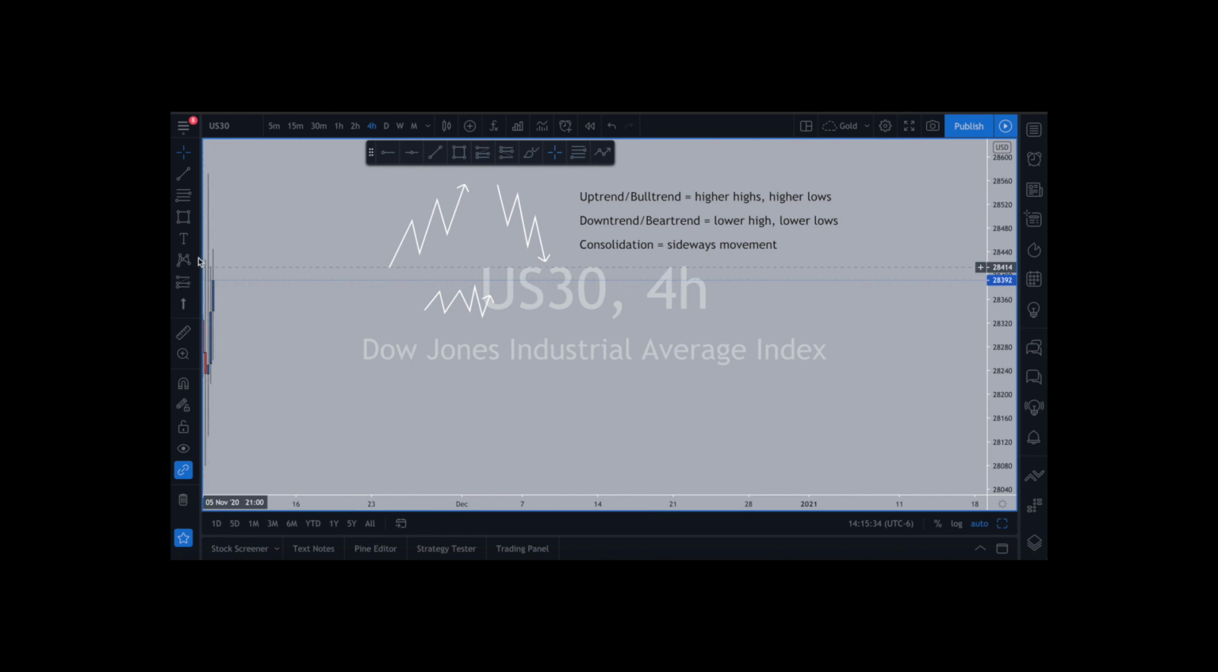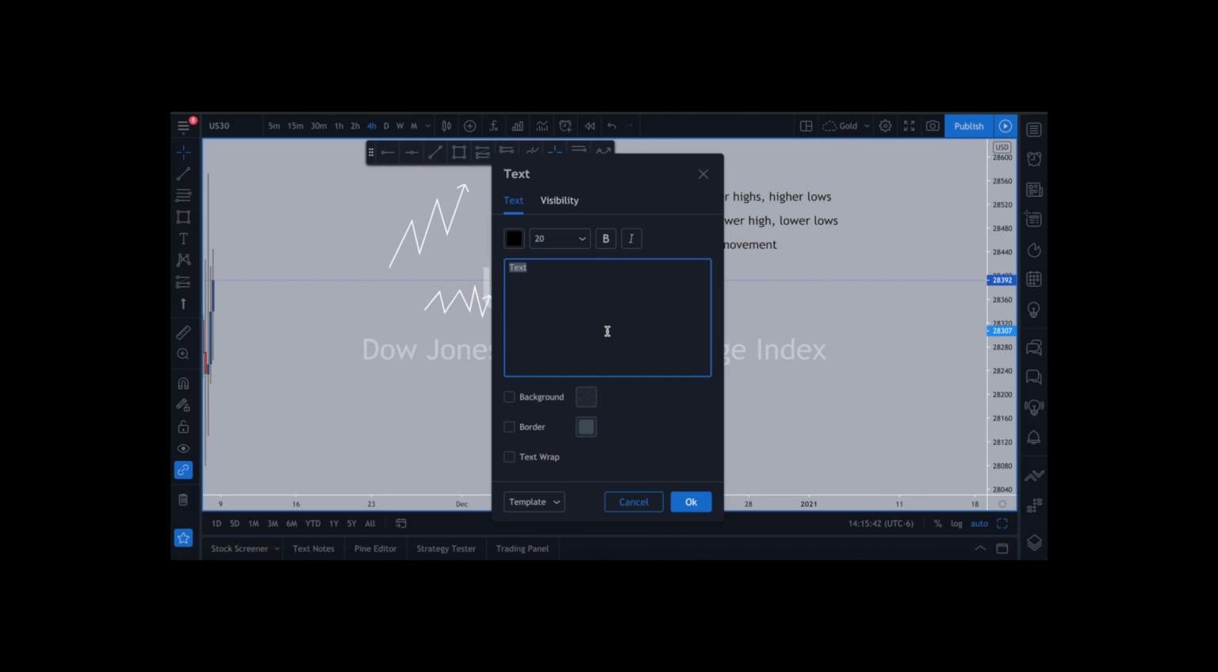But all in all, with that said, let me add this too. A trend line. Your trend lines are what's going to support your uptrends and downtrends. Let's just say a trend line is a diagonal support or resistance.